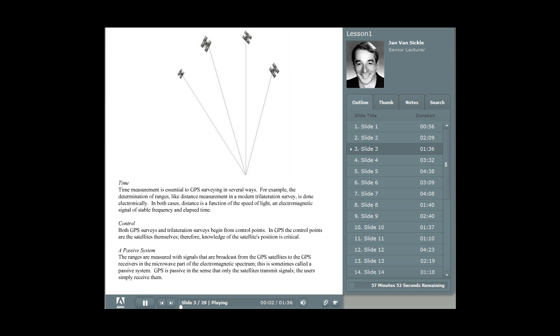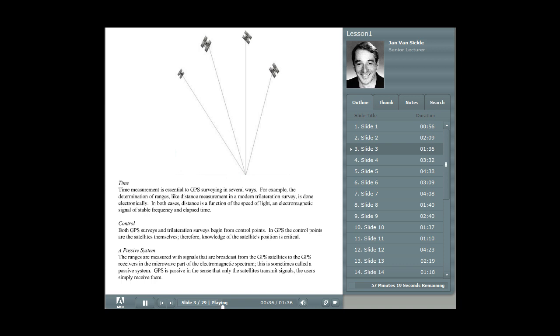I mentioned time as being one of the unknowns, and in fact it is. And its measurement is essential, as it says here, to GPS surveying in many ways. Obviously, of course, the elapsed time of the electromagnetic signal. But there are several clocks, or oscillators, perhaps the more correct term, associated with the systems in GPS. There are clocks, or oscillators, in the satellites and in the receivers as well.